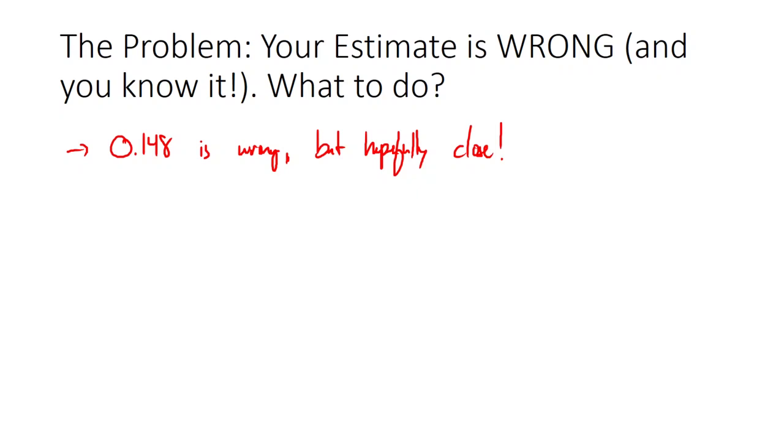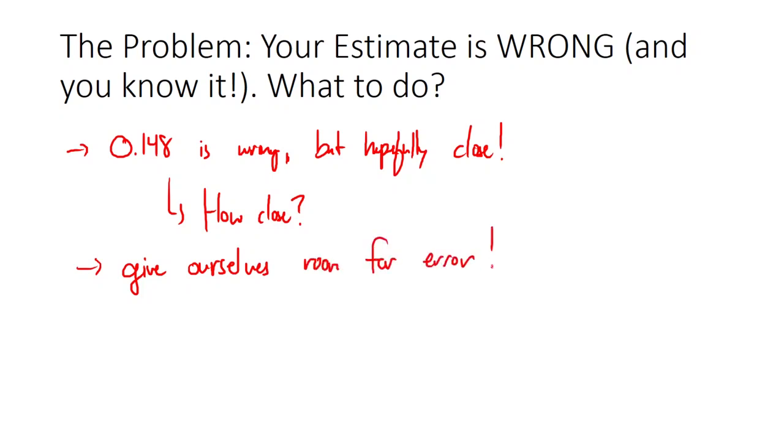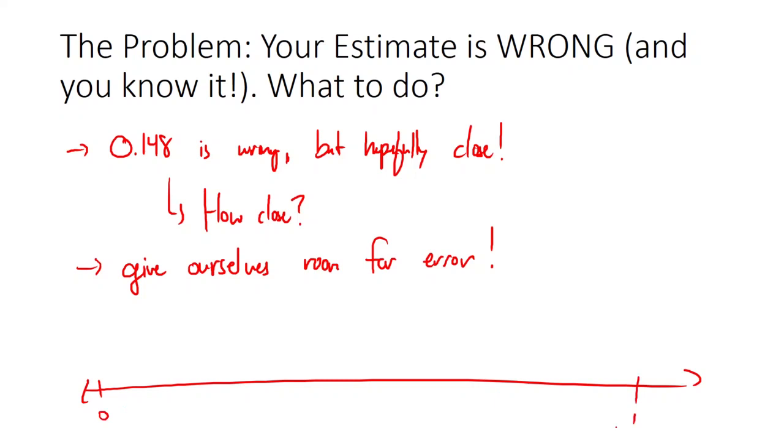Now if we know that we're close, then the question is, well, how close? Right? So how close are you? So what we'll do is we should give ourselves some room for error, right? Because we know there's error in there. If you think about it on the number line, if here's 0 and here's 1, our result might be right here at 0.148. So our guess might be right here. And we know we're wrong, but we think we might be in the ballpark. We think the truth could be somewhere.